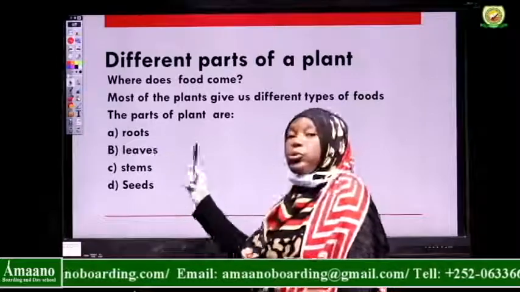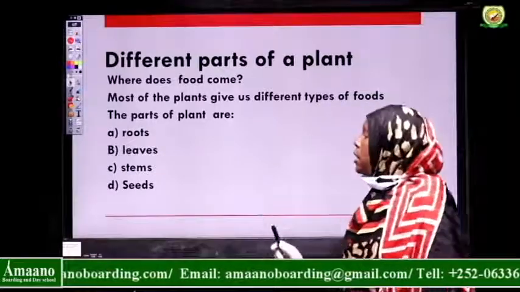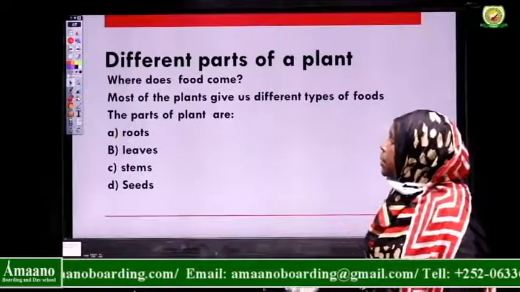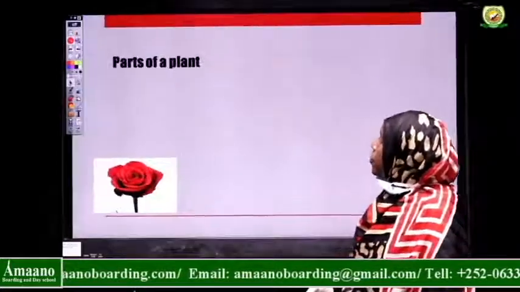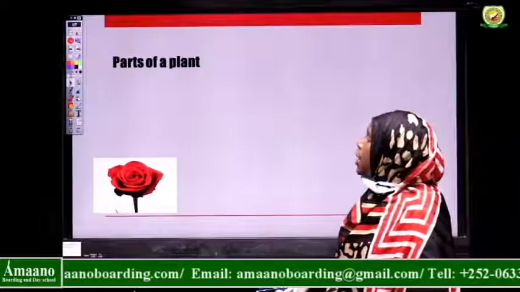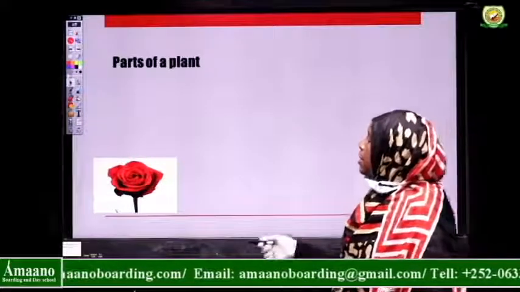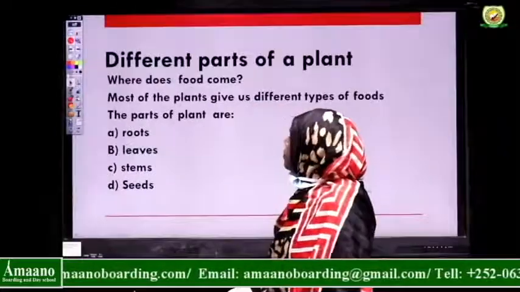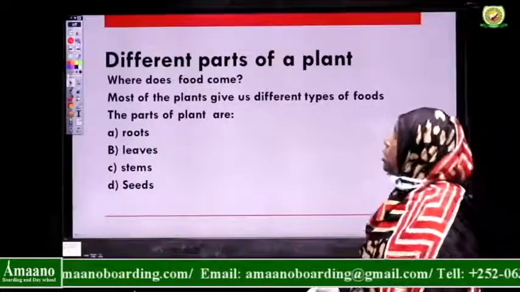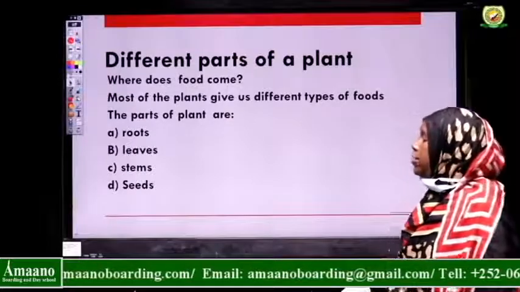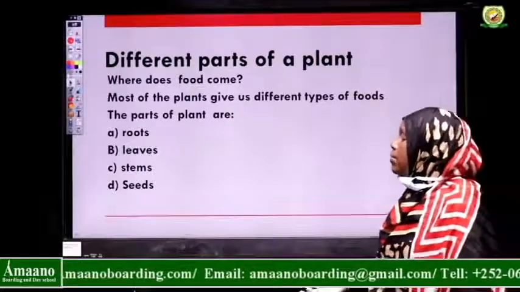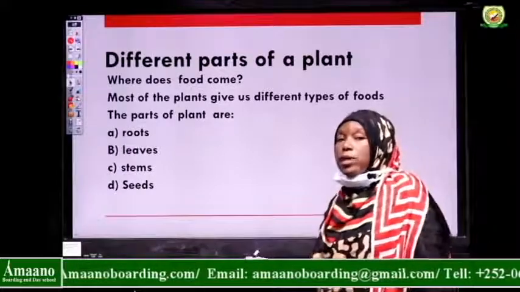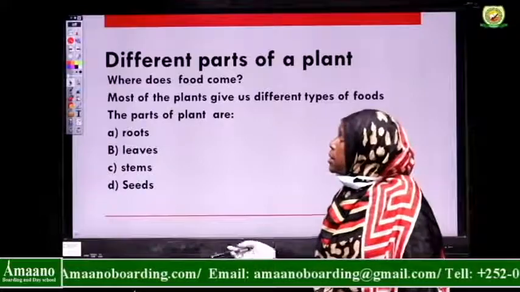The parts of the plants are: number 1, roots. Number 2, leaves. Number 3, stems. Number 4 is flowers. Let's look at that. And then we also have the seeds that come from what, children? They come from the flowers.